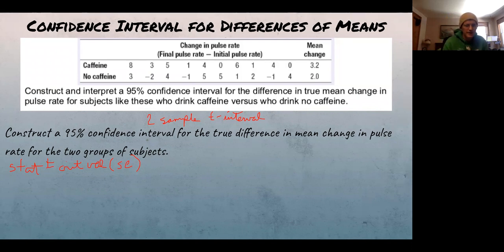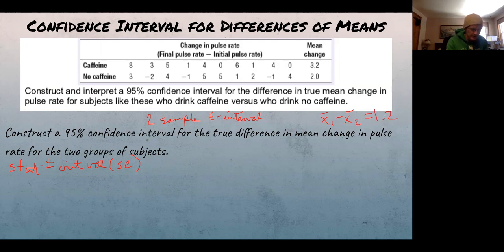Now I need to figure out, for this particular problem, what is my stat? Well, we already found that. Our stat is x bar sub 1 minus x bar sub 2. And we already even calculated that as 1.2. So I will ignore the number for right now.